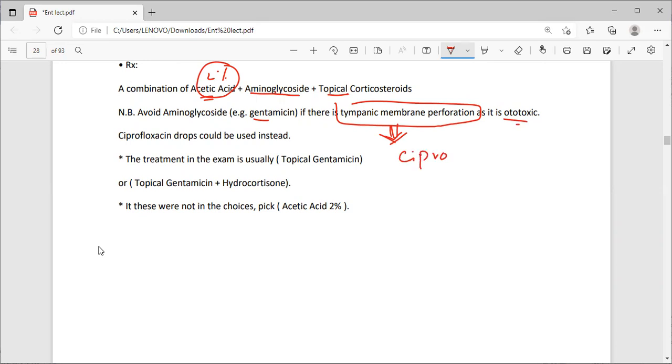Cipro is used where there is rupture, and this rupture is not so common in otitis externa. So ciprofloxacin drops should be used instead. The treatment in exam is usually topical gentamicin or topical gentamicin plus hydrocortisone. If these are not an option, pick acetic acid. So first is acetic acid 2% plus hydrocortisone, or second is gentamicin plus hydrocortisone. If ruptured, then you should go for the Cipro.